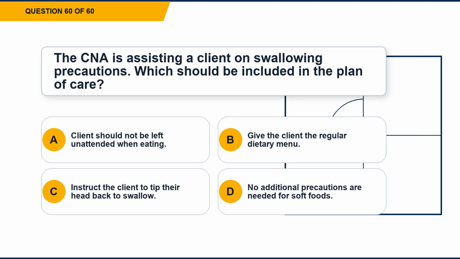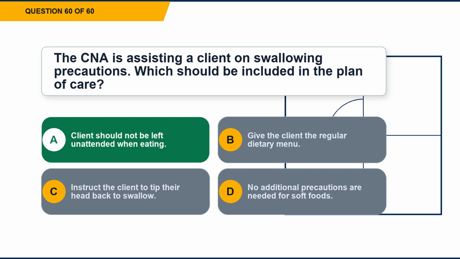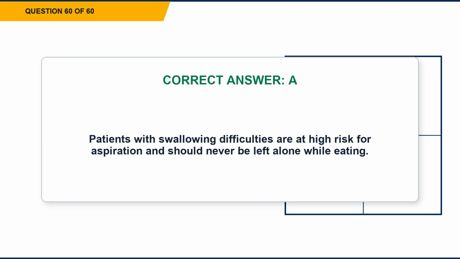Question 60. The CNA is assisting a client on swallowing precautions. Which should be included in the plan of care? Option A, client should not be left unattended when eating. Option B, give the client the regular dietary menu. Option C, instruct the client to tip their head back to swallow. Option D, no additional precautions are needed for soft foods. The correct answer is option A, client should not be left unattended when eating. Explanation. Patients with swallowing difficulties are at high risk for aspiration and should never be left alone while eating.